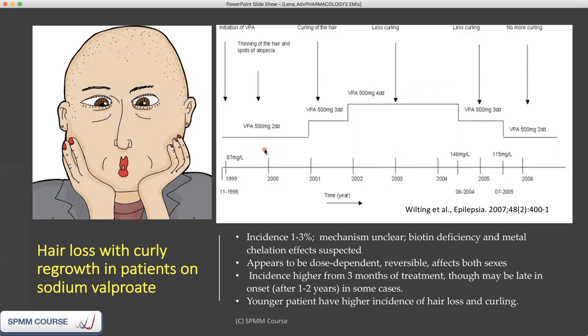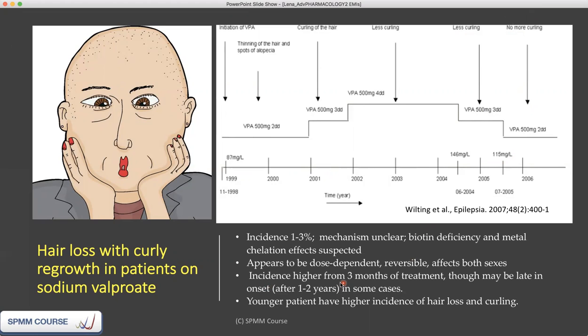So here you have an example of a patient, it's actually an epileptic patient, but valproate was started at 500 milligrams. After nearly a year, in the first year, she started showing some thinning of the hair and some spots of alopecia. And then she started having curling of the hair. And then it peaked, then less curling and then less curling. Finally, her hair was more or less restored after continuous therapy. So there is a spontaneous reversal that happens in some patients.